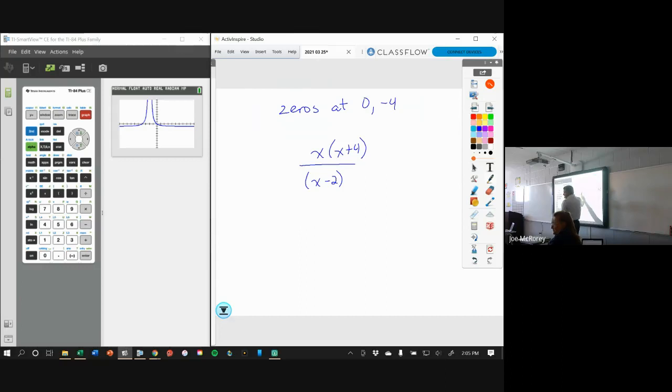Is that 0 and negative 4? 0 would make this 0, and negative 4 would make this 0. Okay, there's my x squared. The bottom has to be the same degree as the top, so I'm gonna put a square here.